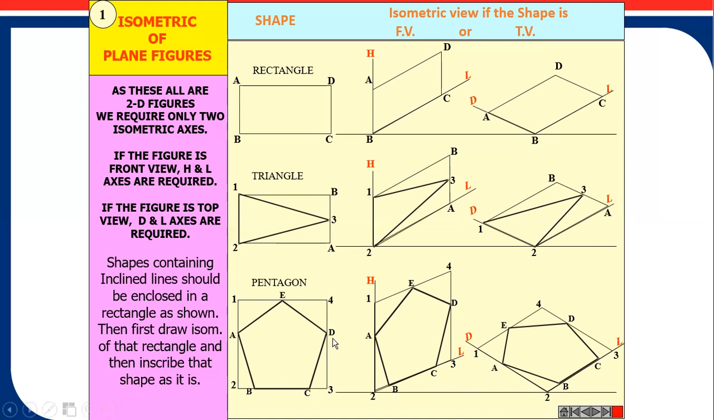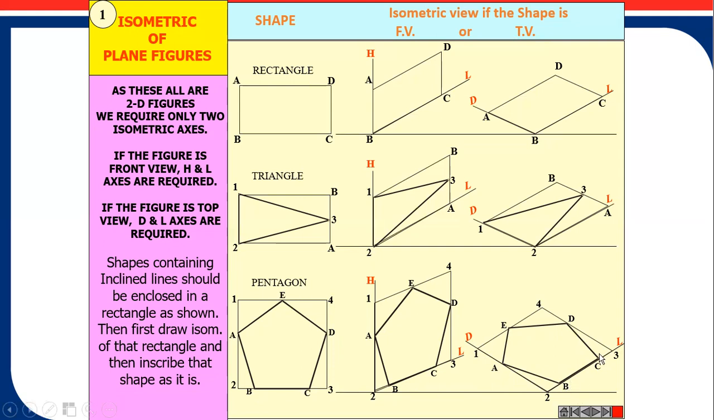Then 3 to D as a radius in the compass. 3 as a center here, and to intersect this line, we get the D point. Then 4 to E as a radius in the compass. 4 as a center here, intersect this line, we get the E point. Then 1 to E as a radius in the compass, and this one as a center point. Intersect this 1 to 2 line, we get the A point.